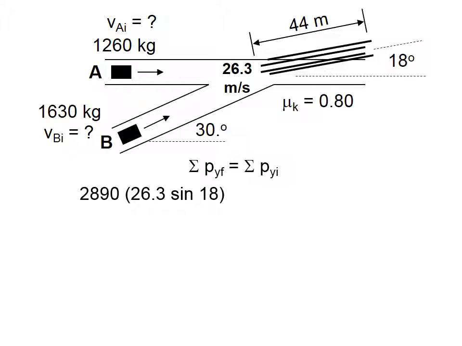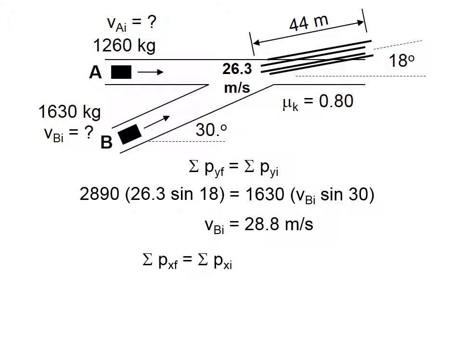Now at the end, the coupled mass does have some y momentum, equal to its mass times its y velocity. Initially, car B had y momentum. There's car B's mass, and car B's y velocity is VBI times the sine of 30. We can solve that for the initial velocity of car B, 28.8 meters per second. And we know the angle, 30 degrees north of east.